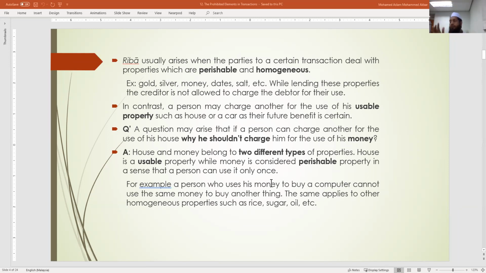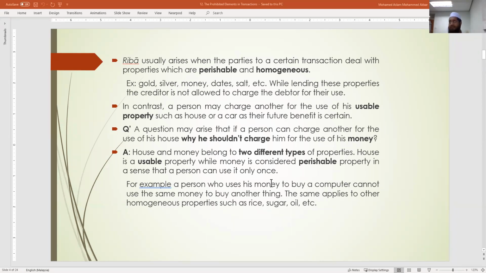So if I lend you a kilo of sugar, a kilo of wheat, or maybe I give you 1,000 ringgit, and I say, okay, when you return this 1 kilo of sugar, 1 kilo of wheat, or 1,000 ringgit, you should give me extra. Let's say I say you should give me 1 kilo plus 100 gram, or 1,000 ringgit plus 100 ringgit. Then that additional thing that I'm asking you is actually riba.